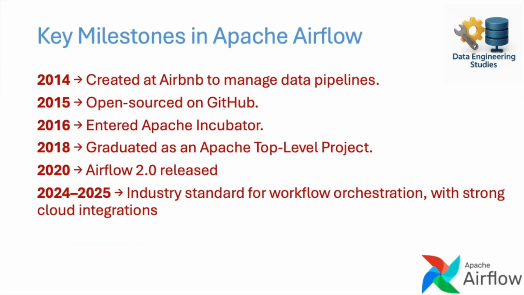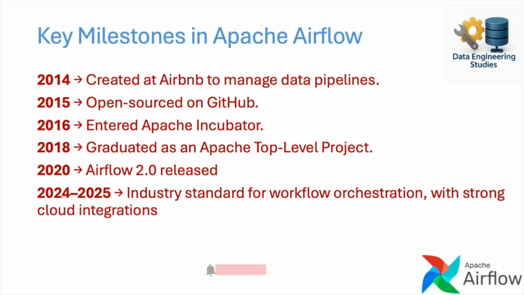Now let's take a quick look at the key milestones of the Apache Airflow journey. In 2014, Airflow was originally created at Airbnb to manage their growing data pipelines. In 2015, it was open sourced on GitHub, which allowed broader communities to start using and contributing. In 2016, Airflow entered the Apache Incubator, starting its path towards becoming a recognized Apache project.